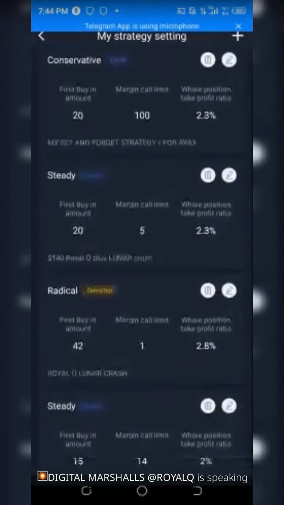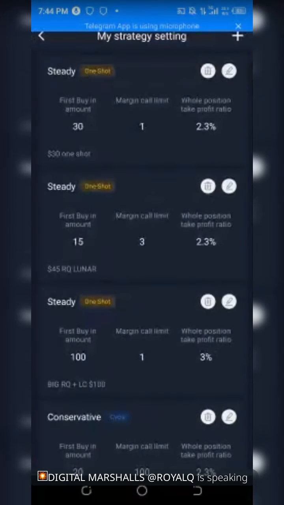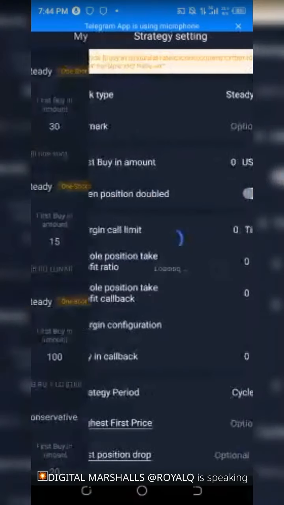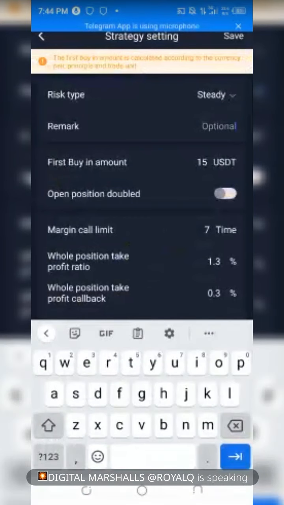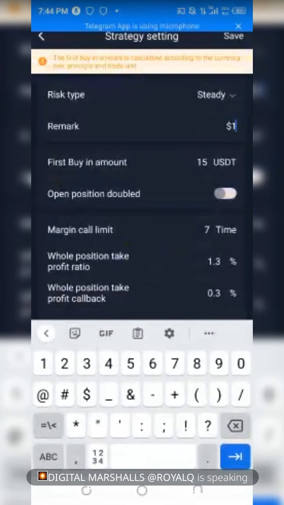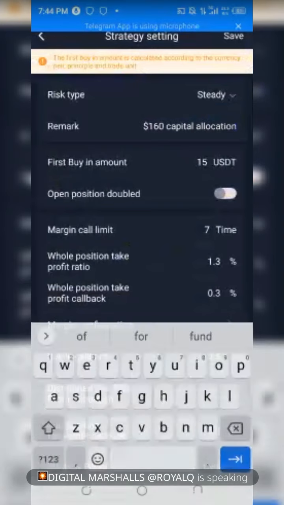I have a lot of strategies here, so that when I want to trade, I just tap on it and then it trades for me. So you will add now. You click on add now and then you name the remark for you to remember. This one is a 160 capital allocation, so that you always know that when you enter this trade, you are allocating $160 for this particular coin.